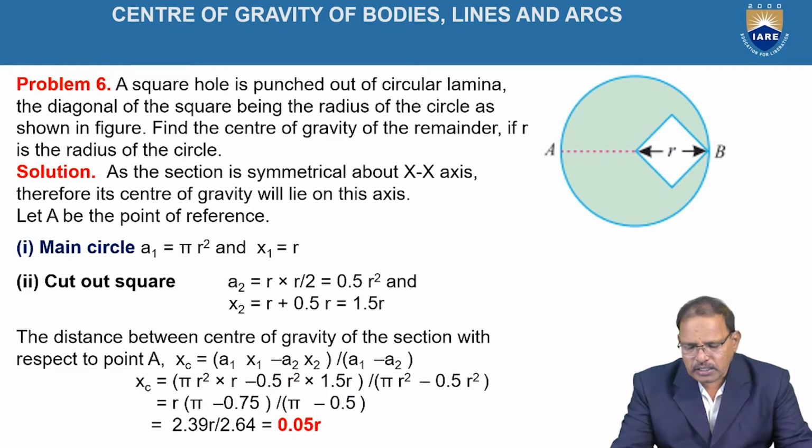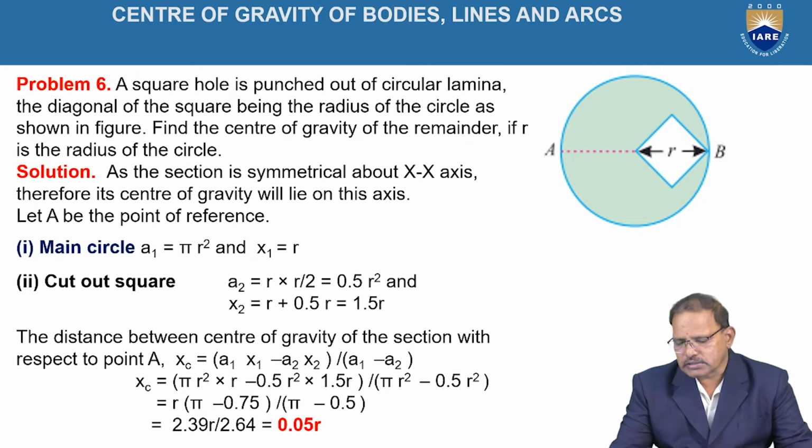Okay, one more problem taken now. A square hole is punched out of a circular lamina, the diagonal of the square being the radius of the circle, as shown in the figure. Find the center of gravity of this remainder if r is the radius of the circle.